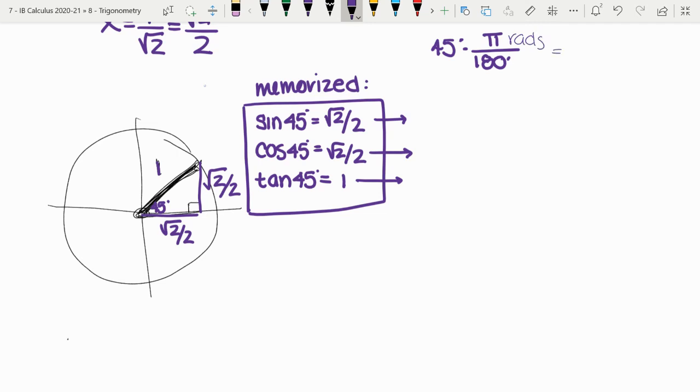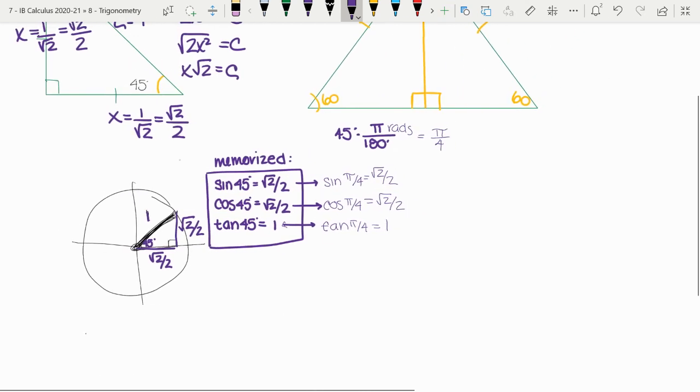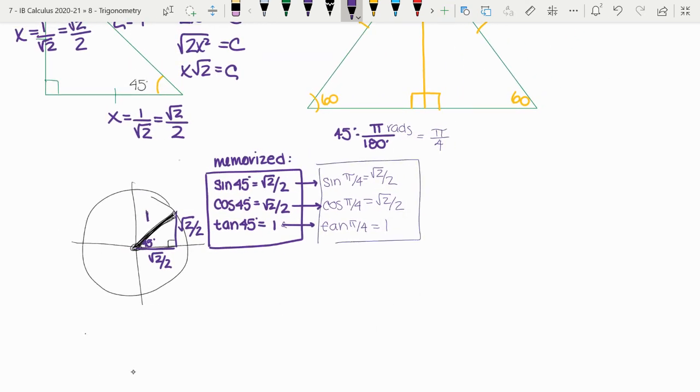So 45 divided by 180, I'm left with pi over 4. So the equivalent version of this is sine of pi over 4 is rad 2 over 2. Cosine of pi over 4 is the same. And last but not least, tangent of pi over 4 is 1. So these are things you'd want to commit to your memory bank.